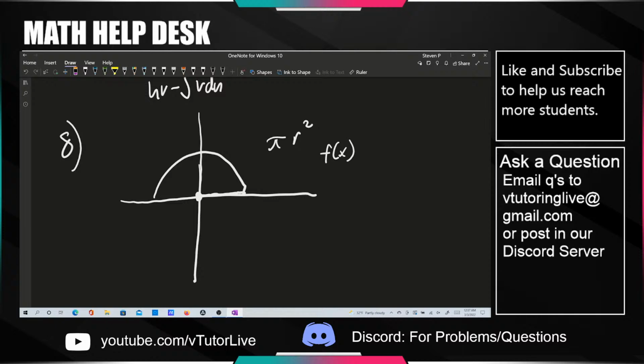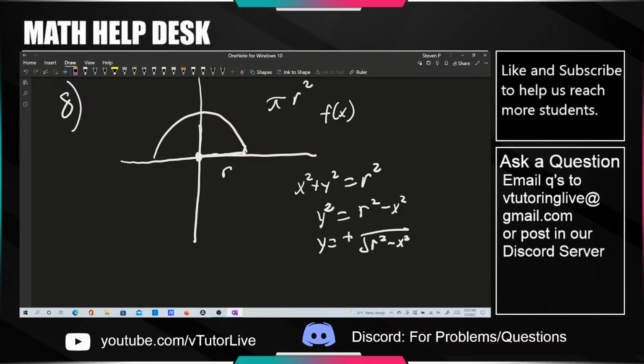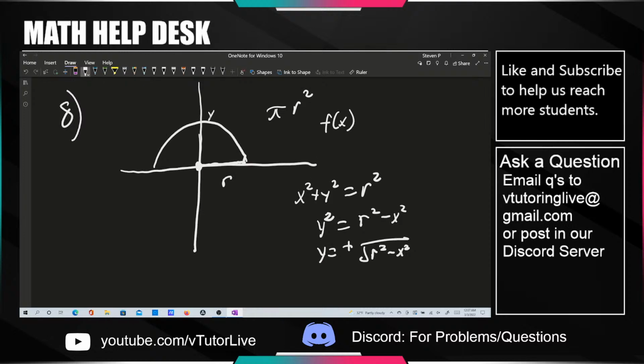So with this in mind, if this has radius r, the equation for this thing is basically x squared plus y squared is equal to r squared. So let's solve for y in terms of x. That's y squared is equal to r squared minus x squared. Then y is equal to plus or minus the square root of r squared minus x squared, right? And we're going to take the positive because the minus corresponds to the bottom half that we decided we're not going to deal with. We're only going to deal with the top half. So yeah, the top half is described by this equation.